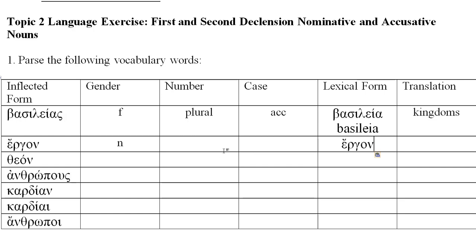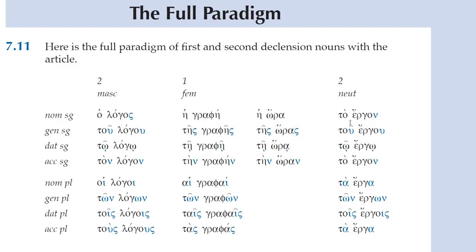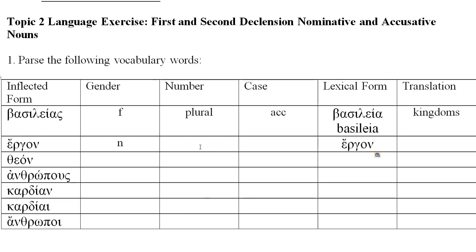Now we need to parse it, because even though we know that it is nominative singular, we need to look and see, because the neuters are interesting. Come back over to our chart. Remember that the neuter nominative singular form and the accusative singular form are the same. So it helps to go to our chart. We know that we have nominative singular. Actually, we have the same word here in the chart. That's helpful. So ergon is nominative singular. Ergon is also accusative singular. So this could be either one.